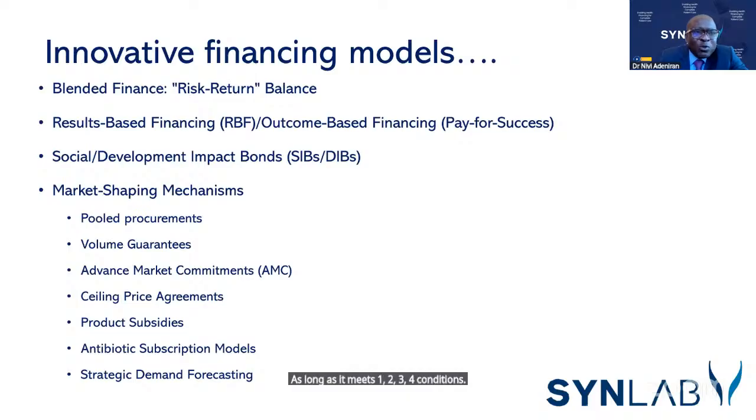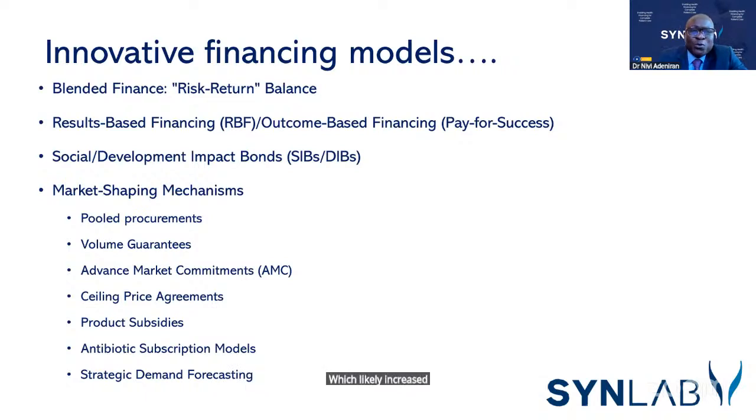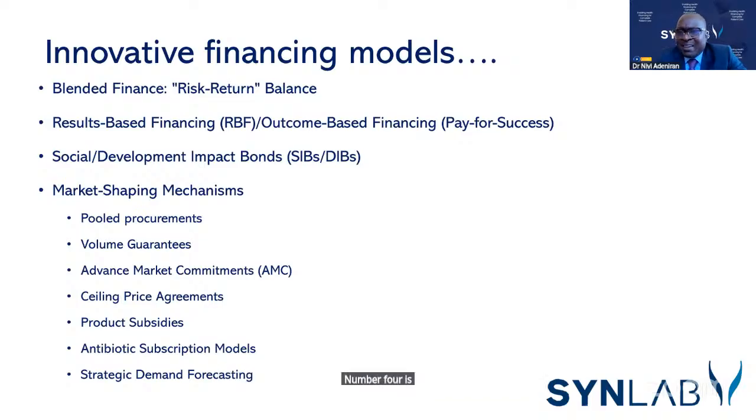So advanced market commitment guarantees the purchase of vaccines or drugs at a set price once they are developed, incentivizing research and development of pharmaceutical industries, especially for diseases that are predominantly common in low-income countries. Example is the pneumococcal AMC, which likely increased the adoption of pneumonia vaccines in low-income countries, providing a predictable market for manufacturers. Number 4 is the ceiling price agreement.